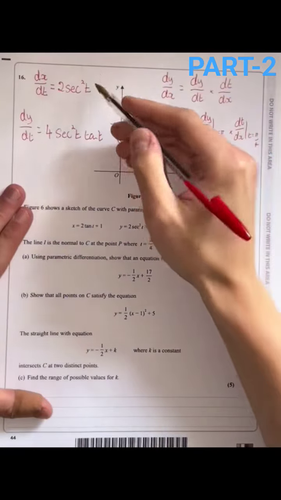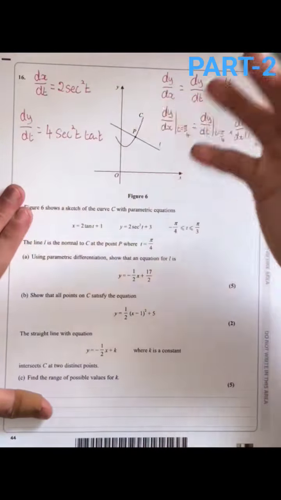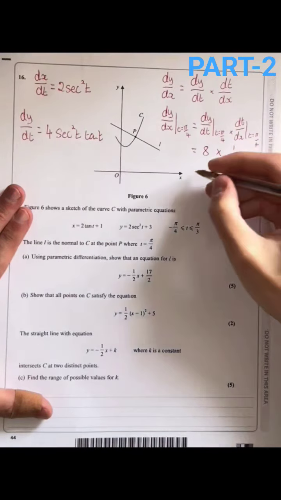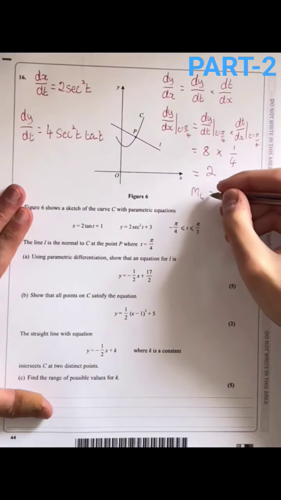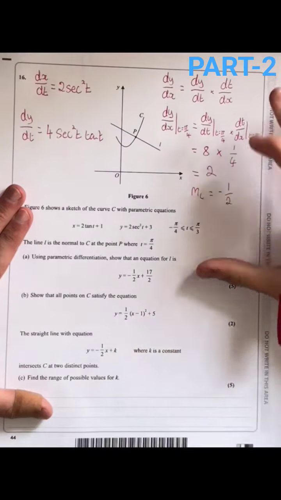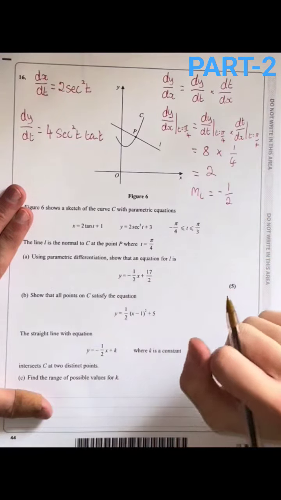t is equal to pi over 4, where we said already sec squared t when t is pi over 4 gives us 2. So 2 times 2 is 4. 1 over this, because we need the reciprocal, gives us a quarter, and therefore this is equal to 2. And therefore we know that the gradient of the line L, which is the negative reciprocal of this, is minus a half, right? So that makes life easier, and you can see that this is exactly what we want, okay? So we're going in the right direction.